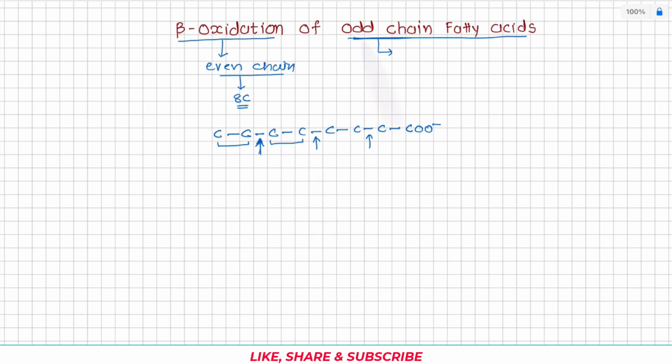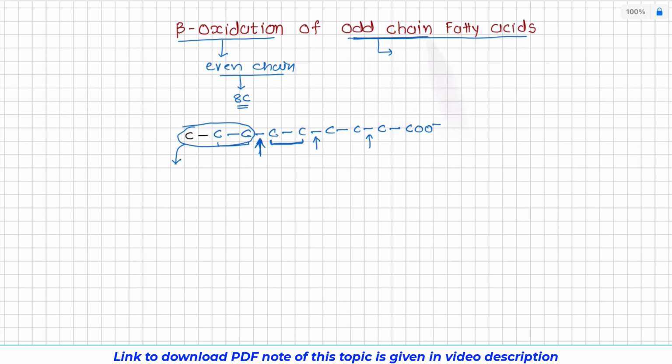But in the case of an odd chain fatty acid, let's make it 9 carbons long. So this is the 9th carbon, right? So what will happen at this time? When the final beta oxidation occurs, instead of a 2 carbon compound, one 2 carbon compound and one 3 carbon compound get separated. So this is the unique compound which comes out of the beta oxidation of odd chain fatty acid.